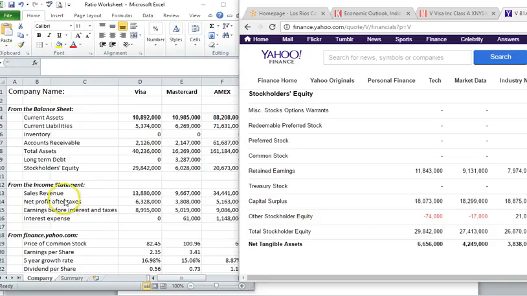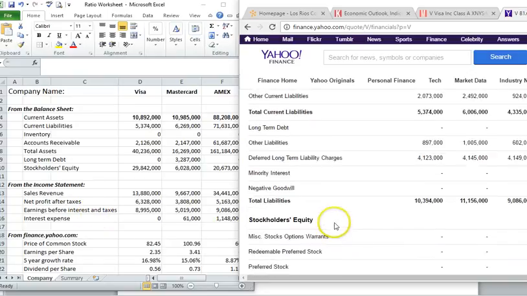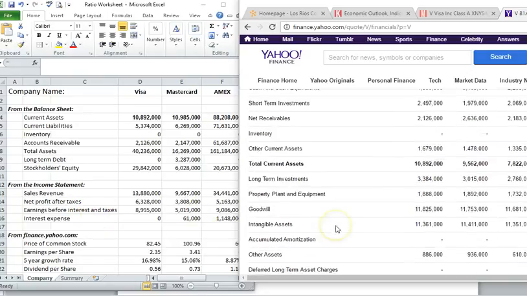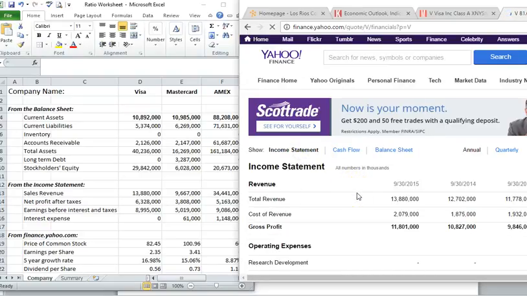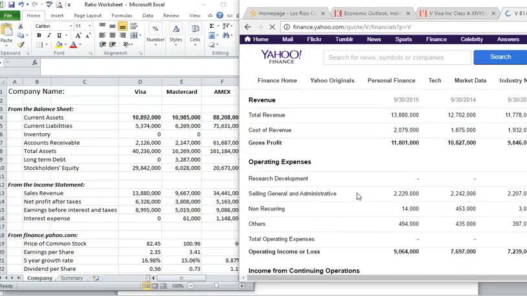The next bit of information is from the income statement. So you're going to go back up here in finance.yahoo and just click on the income statement and collect the same information. Sales revenue, it's total revenue. It is the top line. It's not the cost of revenue. It's not gross profit. It's the total revenue from the company.